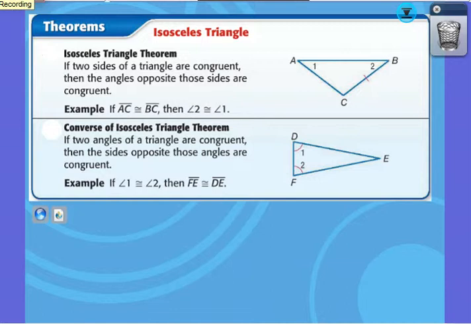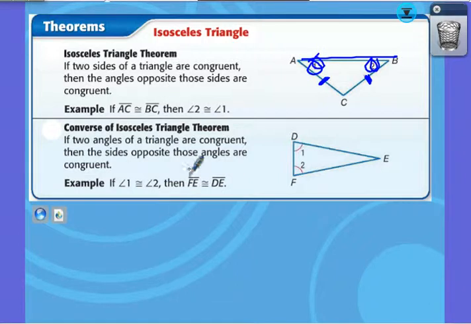This is big on the test. Just make sure you know that if you do have an isosceles triangle, if the two legs are the same, then the two base angles are the same. Don't get it mixed up. Don't think, well, I don't know if these two are the same, or these two. Set it on its base. If this is your equal sides, this is your base. It'll be the two base angles, the two bottom angles.